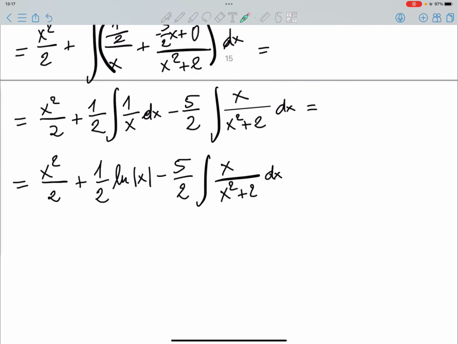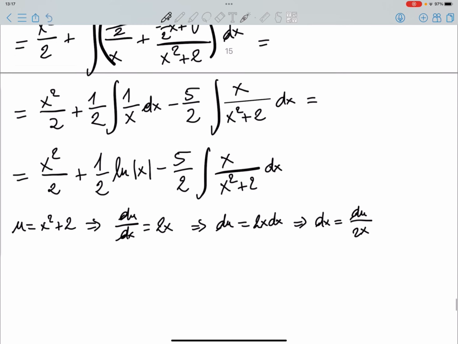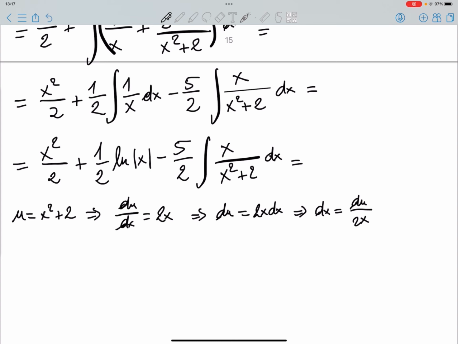Now for this integral, we're going to use integration by substitution. So if we let u is equal to x squared plus 2, this implies that du/dx is equal to 2x. This implies that if we cross multiply, du is equal to 2x dx, and if we divide both sides by 2x, this implies that dx is equal to du over 2x. Now we can write this integral.